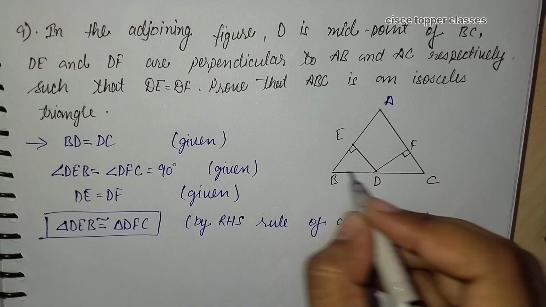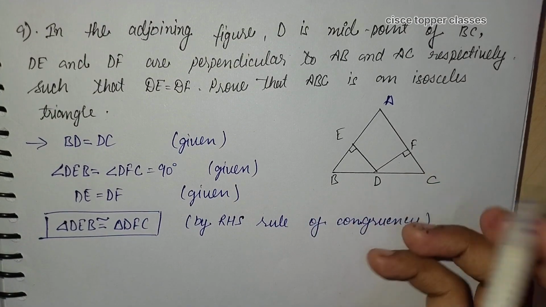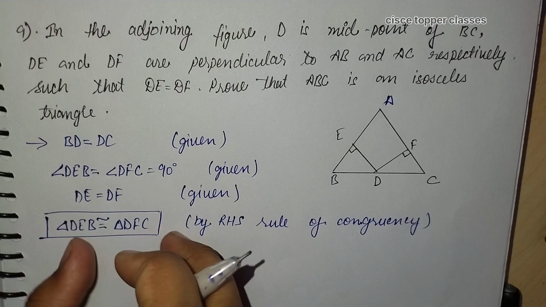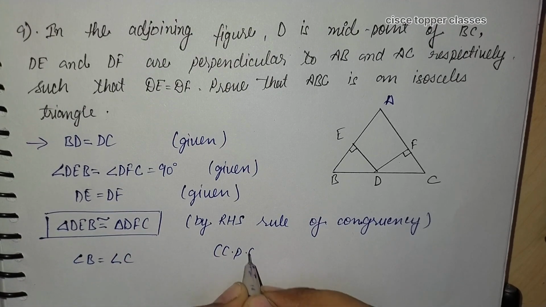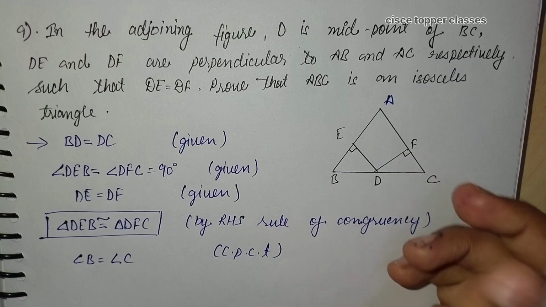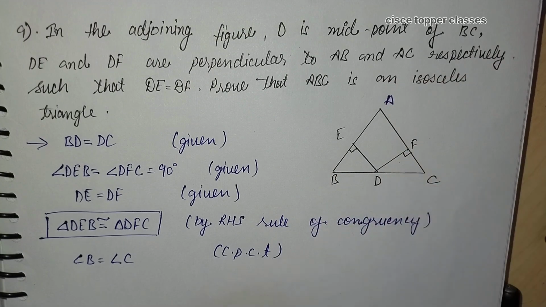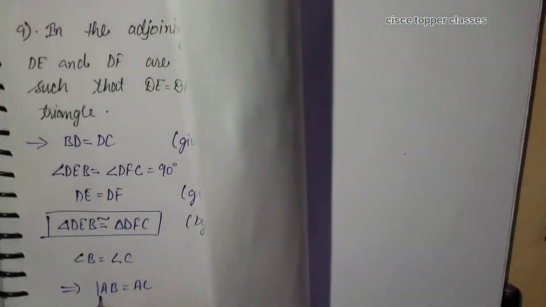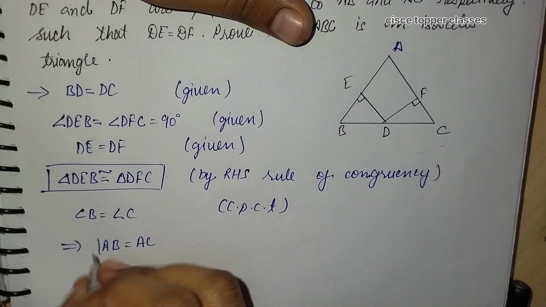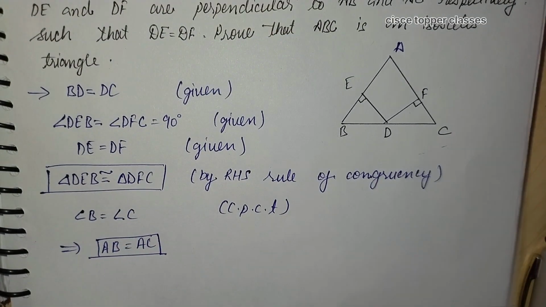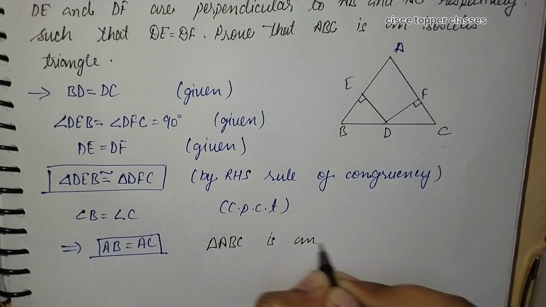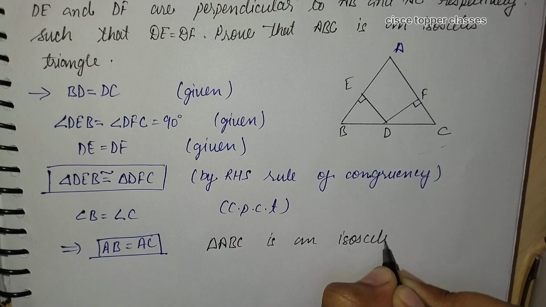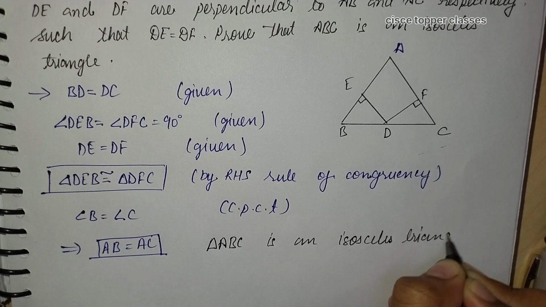because these two angles are equal, angle B and angle C, because of the congruency of DEB and DFC. From here we can write angle B is equal to angle C by CPCT, and if angle B is equal to angle C, these two sides AB and AC are equal. From here we can conclude that AB is equal to AC, and hence it is proved that triangle ABC is an isosceles triangle. So this is an isosceles triangle here, hence proved.